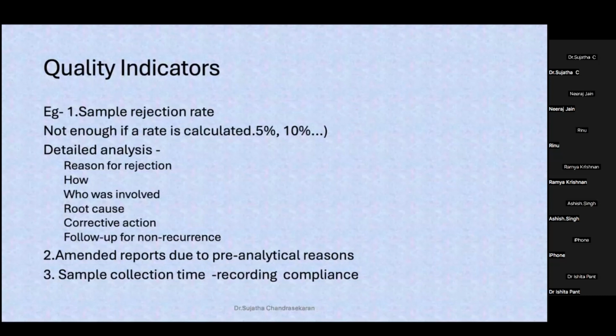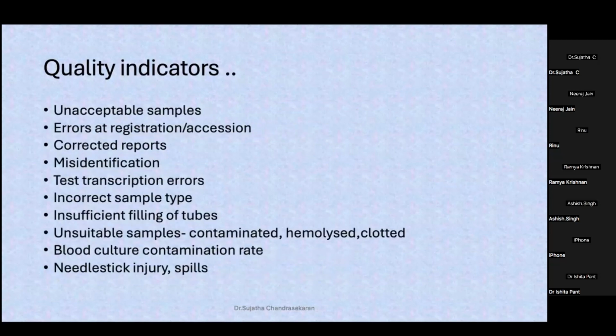Sample collection time is another area where the labs do not bother about sample collection time, billing time, or the sample registration time in the lab. You have lost the precious transport time in that. So that's important. Other things, these are just a list of examples of quality indicators, but every quality indicator needs to be analyzed on the same lines that I said.